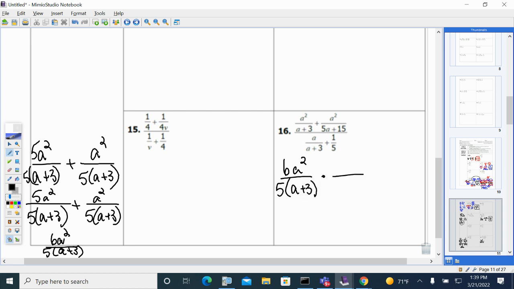I'm going to change, and then I'm going to flip the next one, but I got to fix the denominator. I got to fix the denominator before I can flip it. So I've got an a over a plus 3 plus 1 over 5. Well, looking at those two denominators, my common denominator needs to be a 5 and the a plus 3.